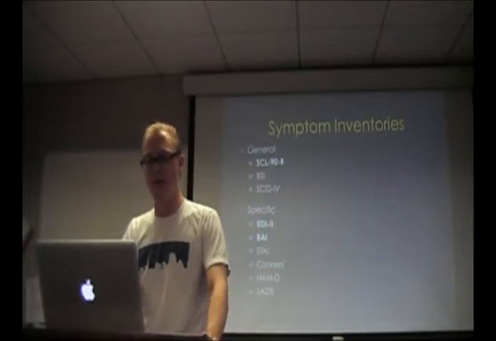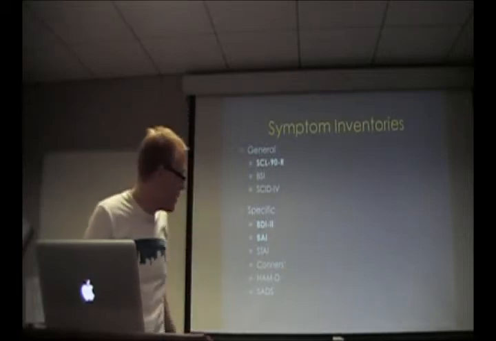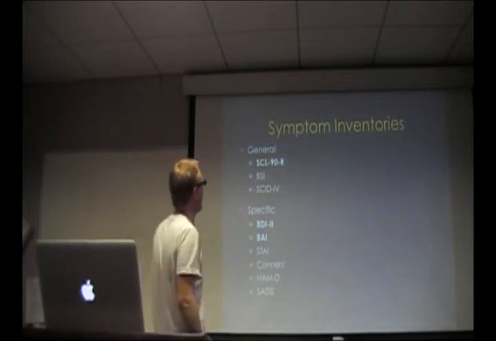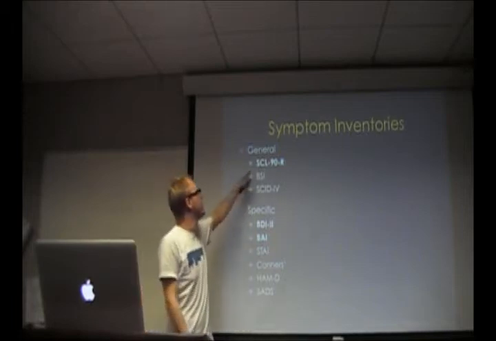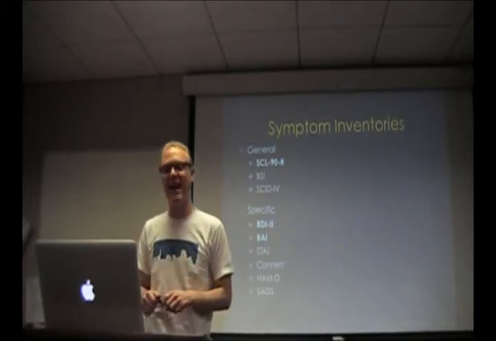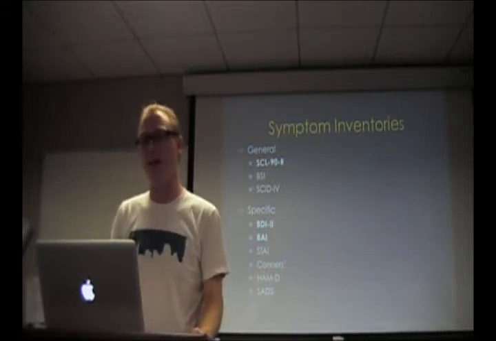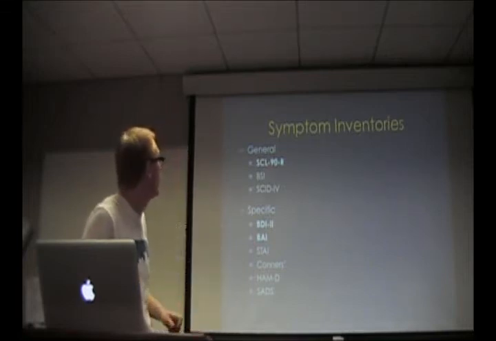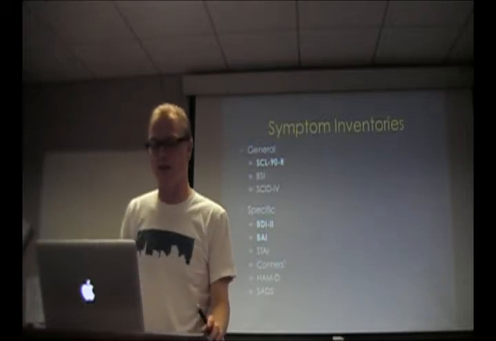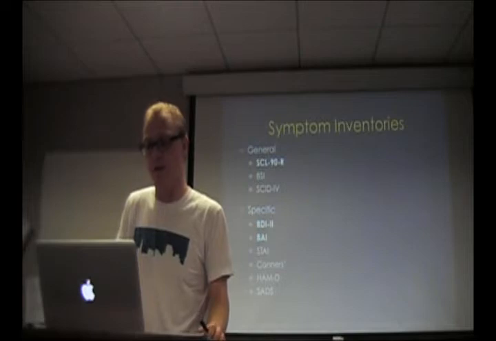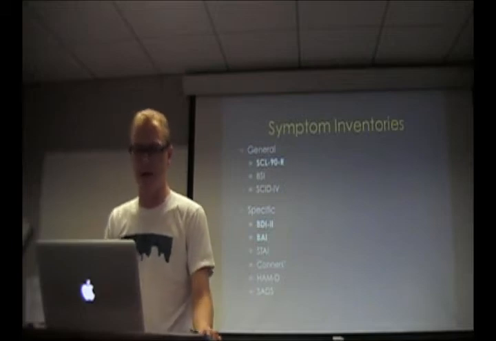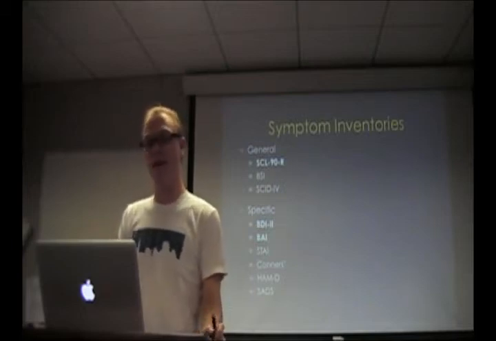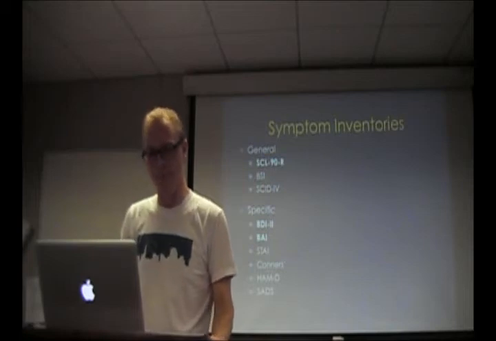I'll talk about some of these, but in general, some symptom inventories are for more general symptoms. One of the ones that's mostly used is the Symptom Checklist 90 Revised. We'll talk about that one in depth. There's also the BSI, which is the Brief Symptom Inventory. And as I mentioned, there's the structured clinical interview for DSM-4, the SCID 4. We're not going to talk about that one. It takes a lot of training to do, apparently. I don't know it, but it's not something you have to know.